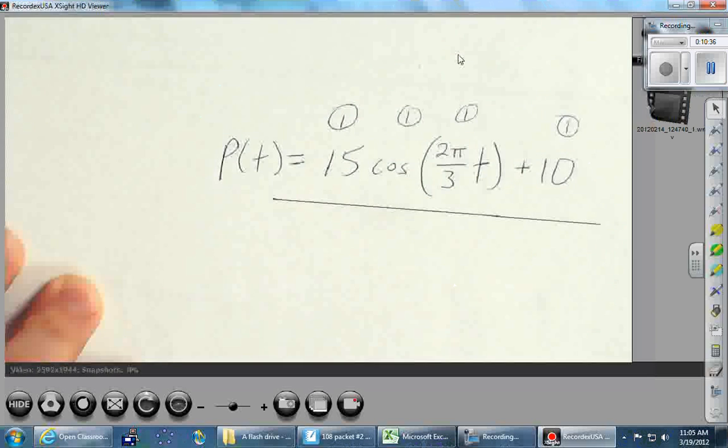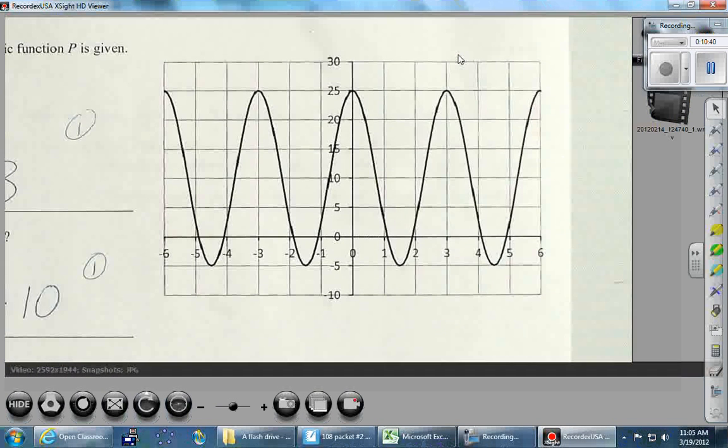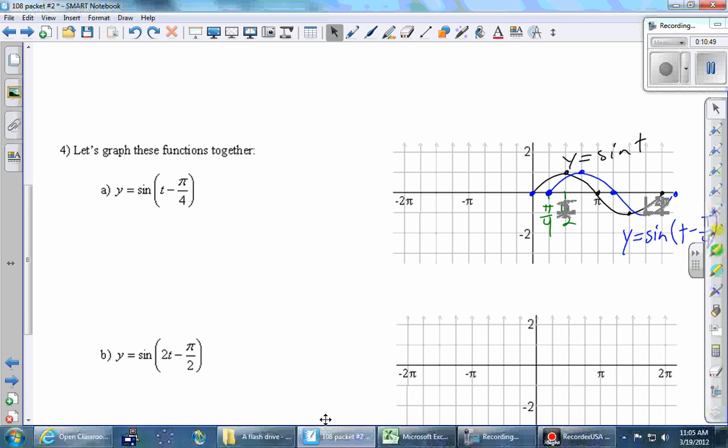How did I know this was a cosine graph looking at the, yeah, it starts right up there at the top. Okay, cosine. Okay. All right, so let's go to 4b.